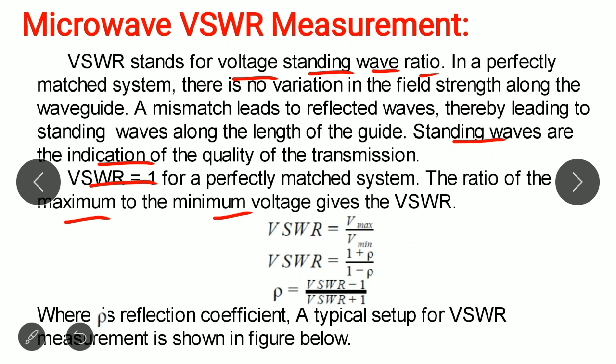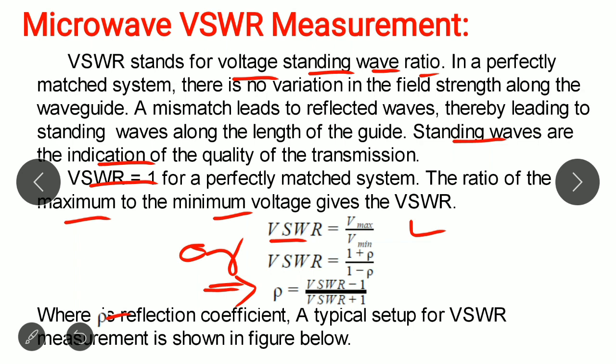VSWR can be given as Vmax divided by Vminimum, or VSWR equals 1 plus rho divided by 1 minus rho, where rho is the reflection coefficient, and therefore rho can be expressed as VSWR minus 1 upon VSWR plus 1.